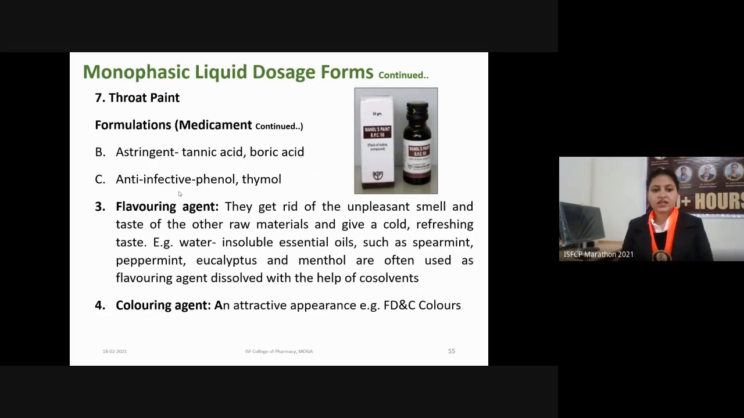Third is flavoring agent. They get rid of the unpleasant smell and the taste of the other raw materials and give a cold, refreshing taste. Example is water insoluble essential oils such as spearmint, peppermint, eucalyptus, and menthol used as a flavoring agent, dissolved with the help of a co-solvent. Coloring agent. It gives an attractive appearance to the throat paints. FDA approved colors can be used as a coloring agent in the throat paints.